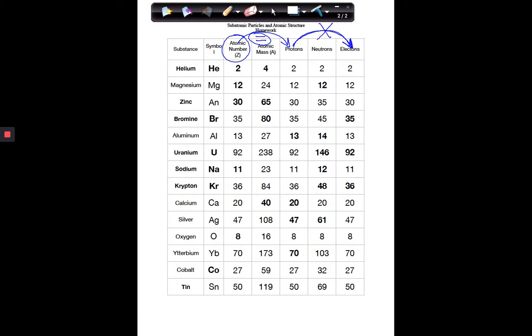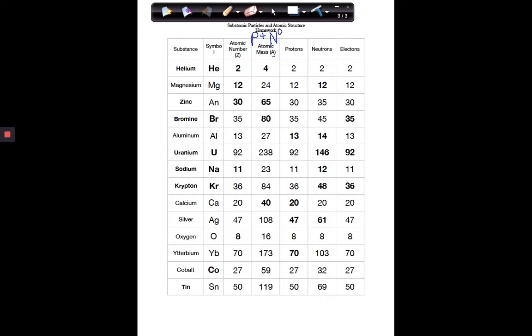And then the other thing, guys, that you need to keep track of is that the atomic mass is the number of protons and the number of neutrons. So that number on the periodic table, the red number, is the number of protons and the number of neutrons.